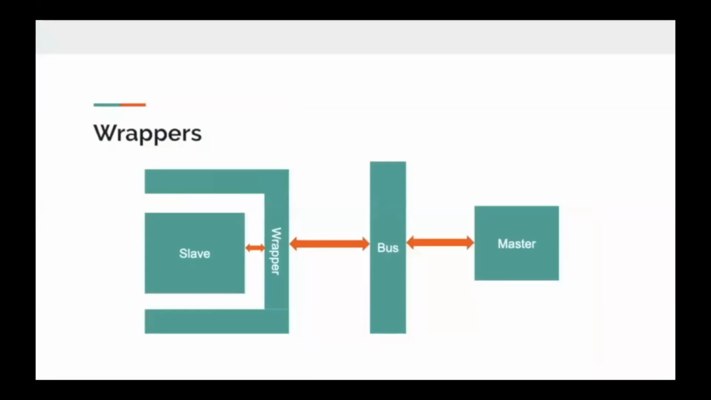So what are wrappers and why do we need them? If we have a slave that is not compatible with our bus protocol, we need to find a way for the slave and the bus to communicate together. This is basically what the wrapper does. It acts like an intermediate component, allowing communication between the slave and the bus to happen.